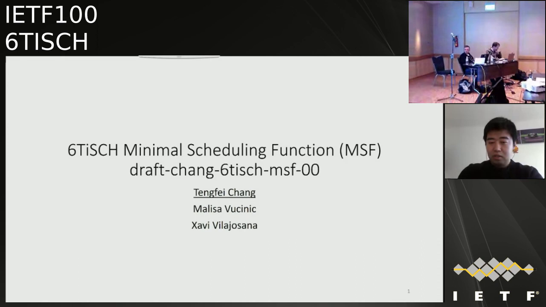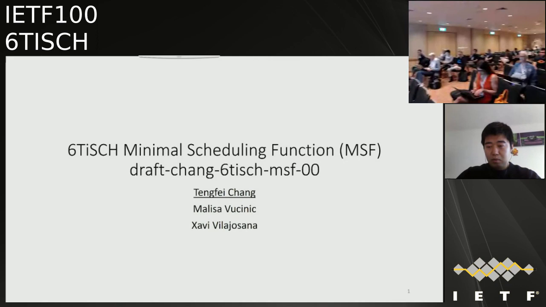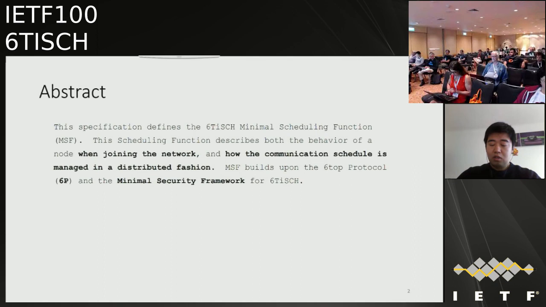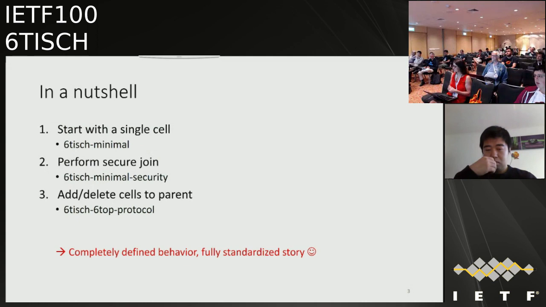So hello, everyone. I'm Tingfei, and I'm coming from Inria, Paris, France. I'm going to present the 6TiSCH Minimal Scheduling Function, which is MSF. MSF is a scheduling function on top of 6P, and the draft defines when a node is joining the network and how the communication schedule is managed in a distributed fashion. Next slide, please. Tingfei, could you hold your mic a little bit closer because it's a bit low. Is that fine now? Yeah, that's perfect. Okay. Next.